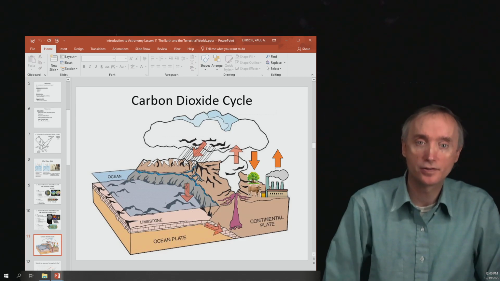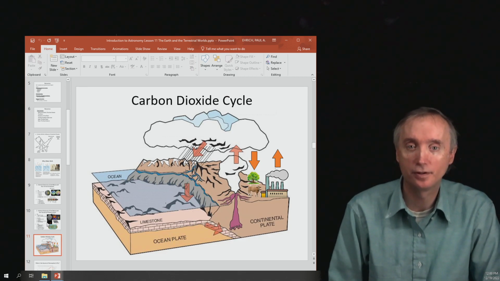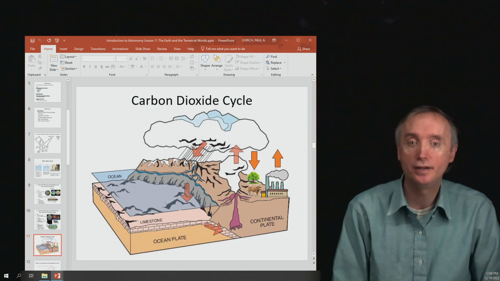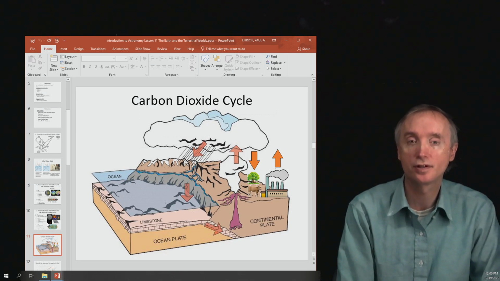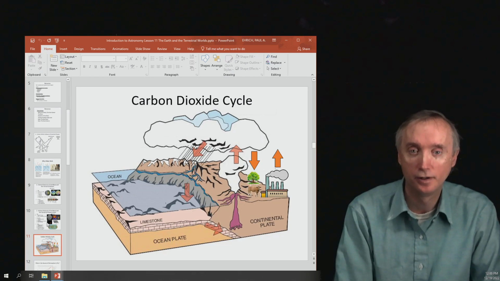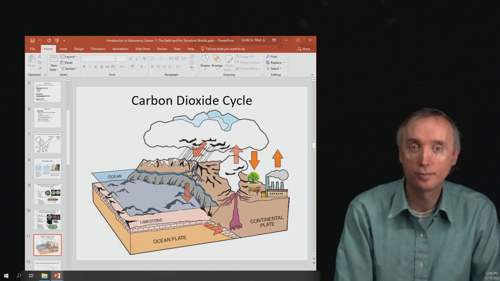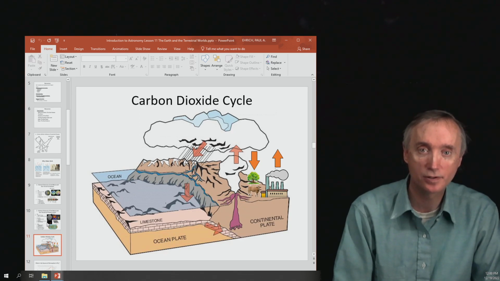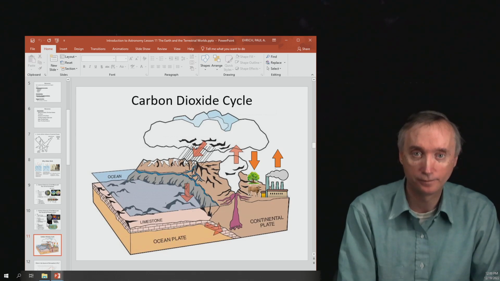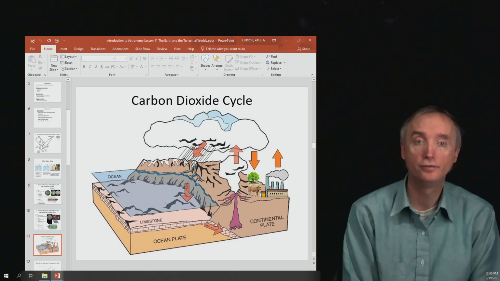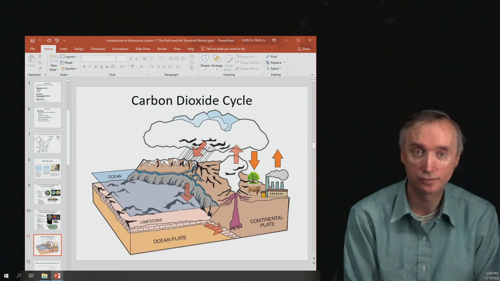Okay, on Venus, though, the problem is it doesn't have the oceans. So what's going to happen is that the carbon dioxide is just going to keep accumulating in the atmosphere. The volcanoes keep erupting, but there's no way of removing the carbon dioxide, so it just keeps getting thicker and thicker in the atmosphere. Now, on Earth, we have two other mechanisms.